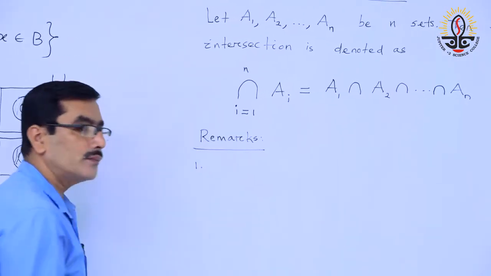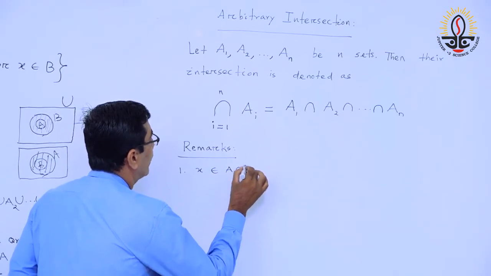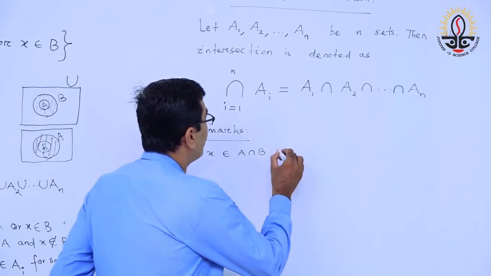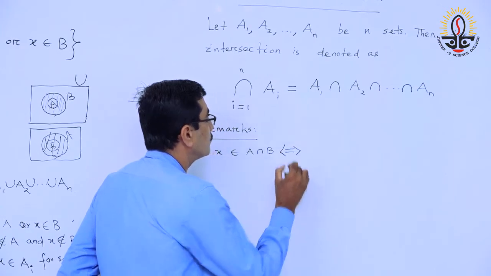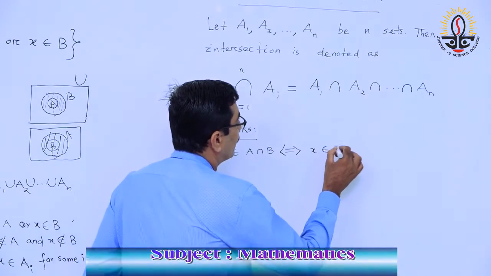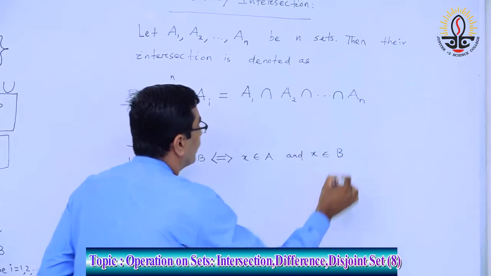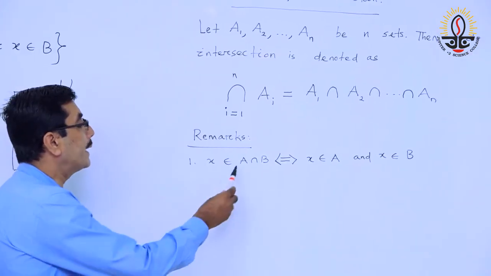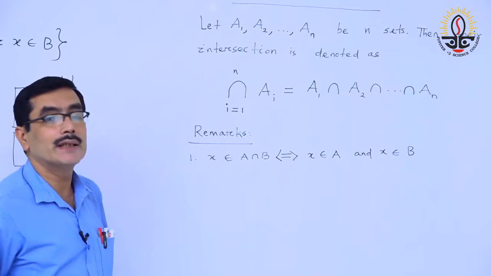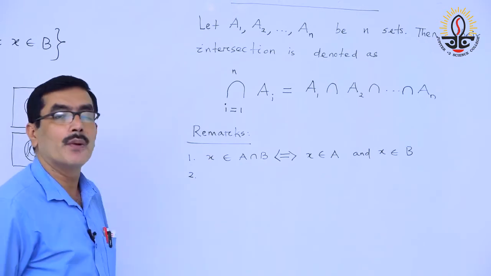First remark: x belongs to A intersection B implies and is implied by x belongs to A and x belongs to B. This is a very important property, so you have to remember it.